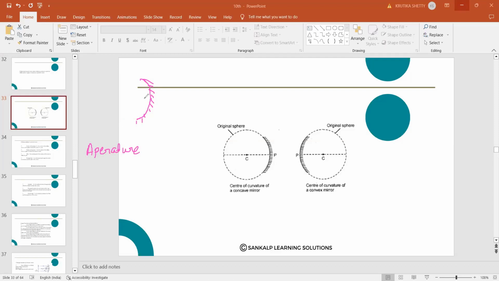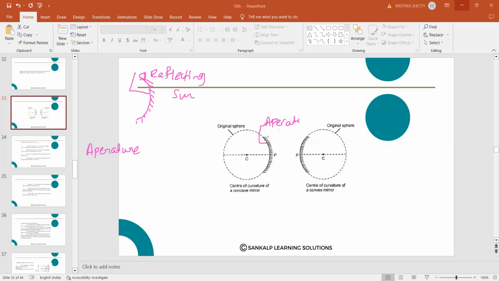So what is aperture? Here I told you one term, that is the reflecting surface. This is my reflecting surface. So this reflecting surface is called what? Aperture. This is what you see here in the concave mirror. I'll mark this one. This part we call aperture. It is called aperture.